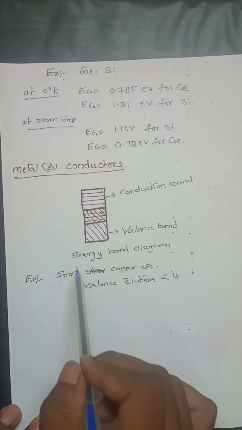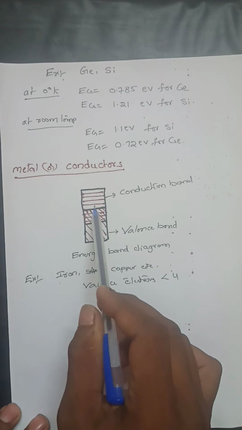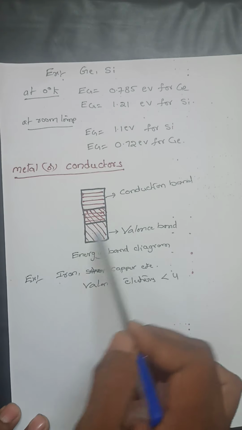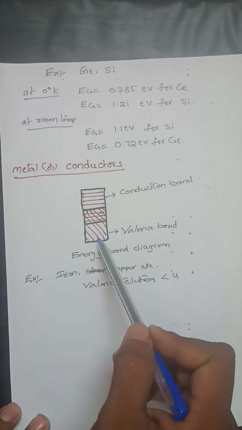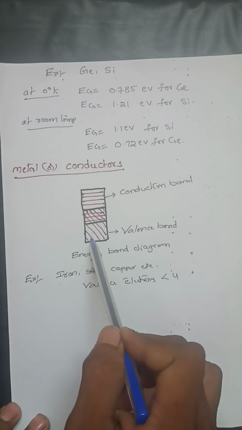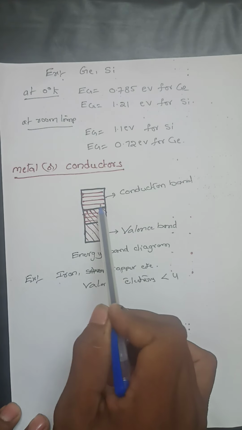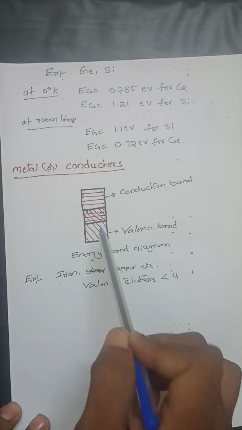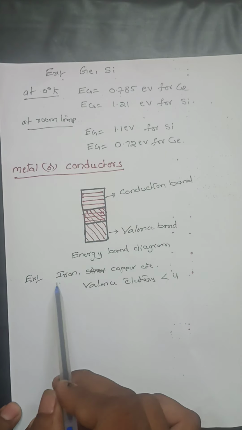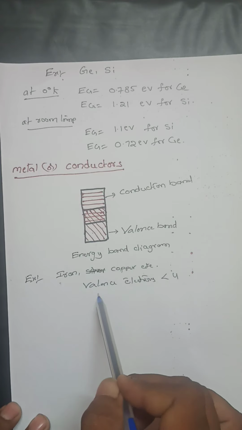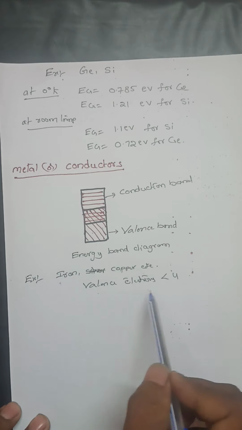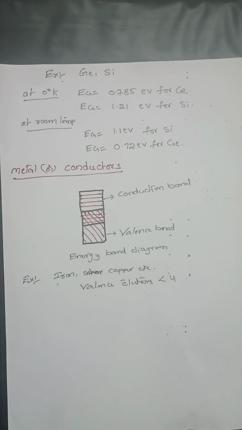Next, coming to the point from the GATE point of view. In the energy band diagram of conductors, the valence band overlaps into the conduction band and the conduction band overlaps into the valence band. Examples: iron, copper, silver, etc. The valence electrons of conductors are less than 4. So this topic is over.